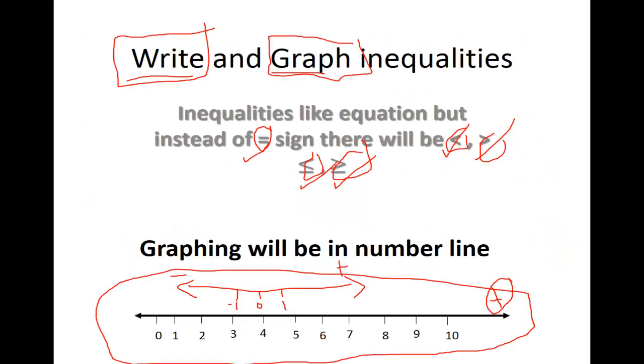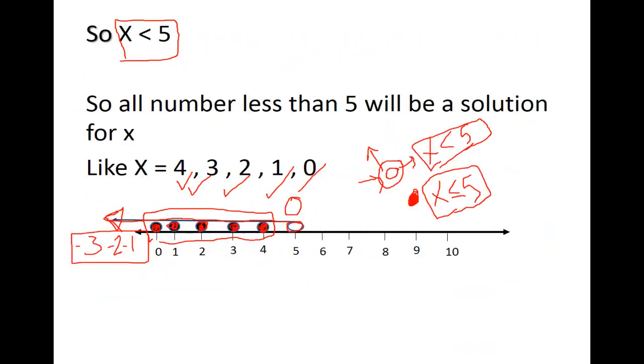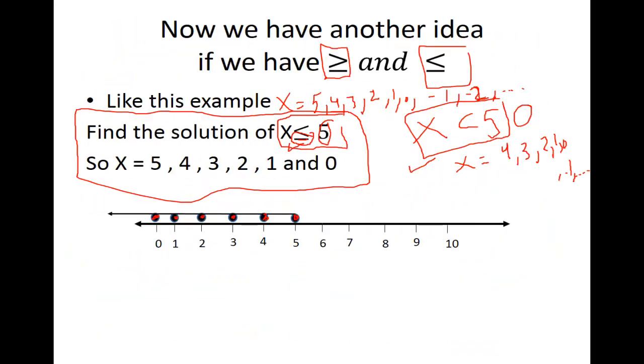But in this example, we made a full circle. So why didn't we make an empty circle? Because we have an equal sign. 5 is also a solution because we have an equal sign. So we're going to make a filled circle.